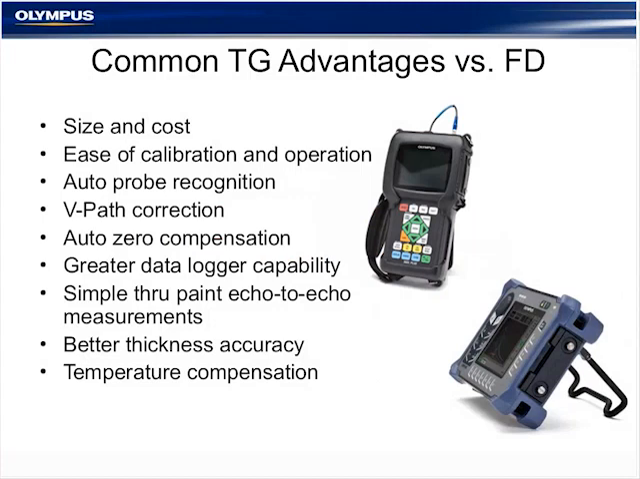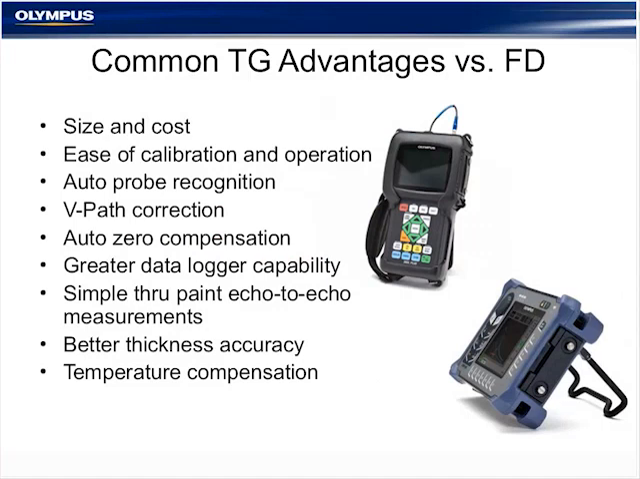So size and cost is usually a factor. Typically, corrosion gauges are a bit smaller and more portable than a flaw detector, and they are typically less expensive. So this is certainly a plus towards the corrosion gauge sales. The ease of calibration and operation, that's also typically an advantage of the dedicated corrosion gauge. But as we've already started to discuss, this is something we might be able to help out with from a software perspective on a flaw detector.